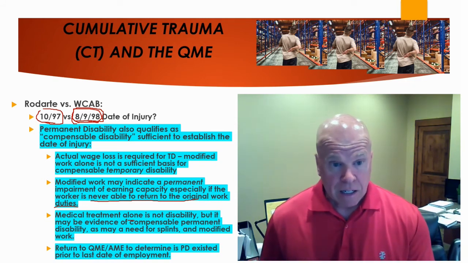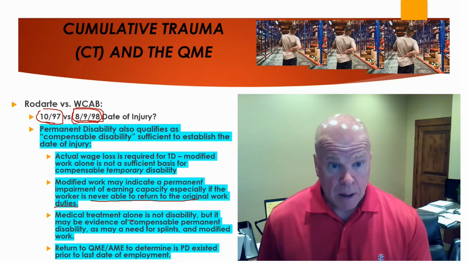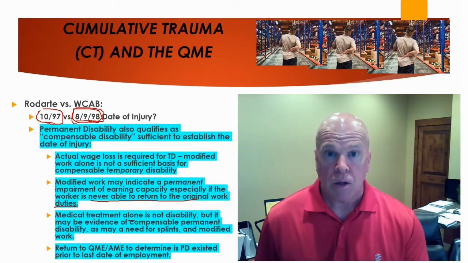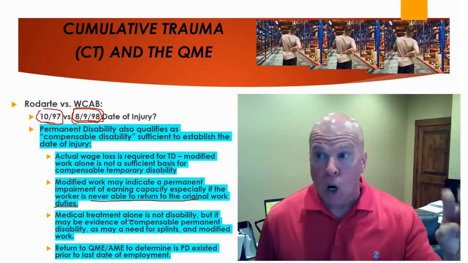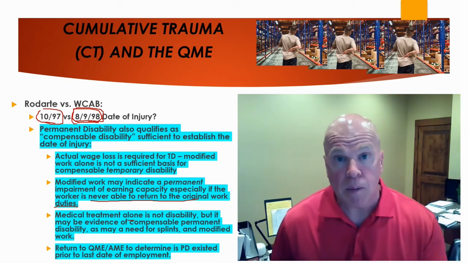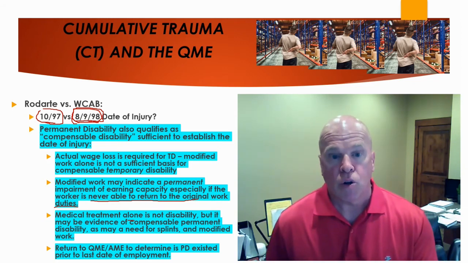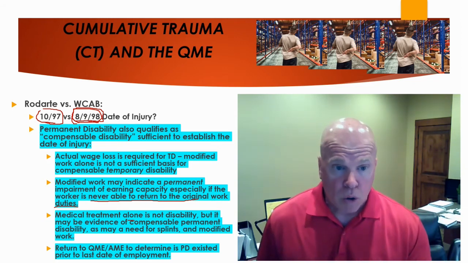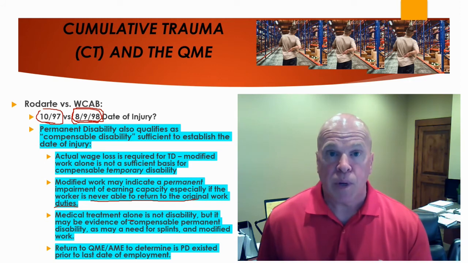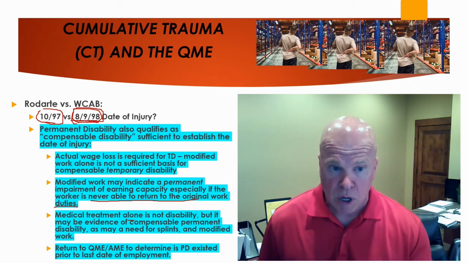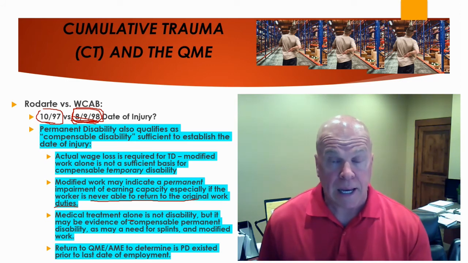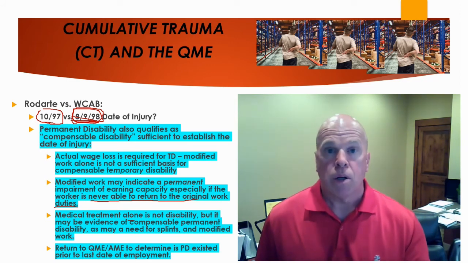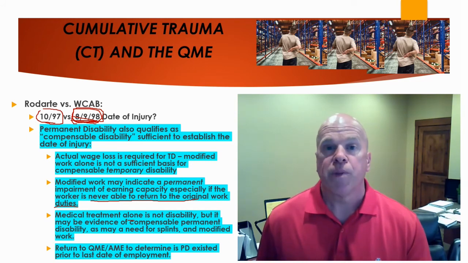So on 8/9/98, it was determined that Ms. Rodarty suffered her first compensable disability in the form of a permanent disability because she was never able to return to her original work duties. So this left the liability for benefits on the insurer in place at the time of August 9, 1998, the date of her last work, her last day worked for this particular company.